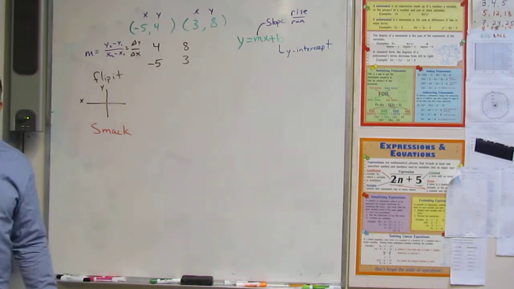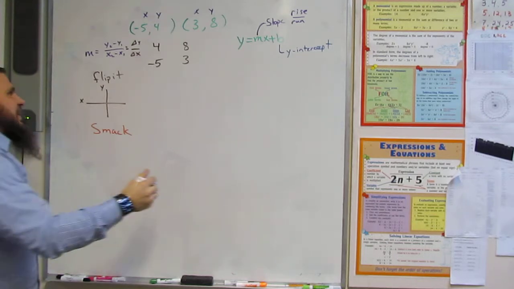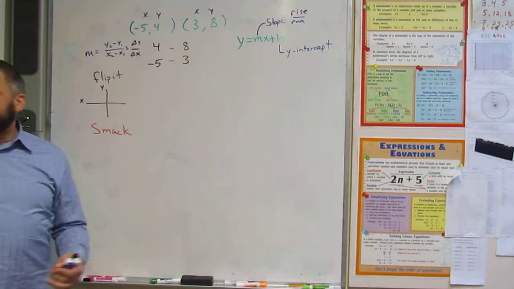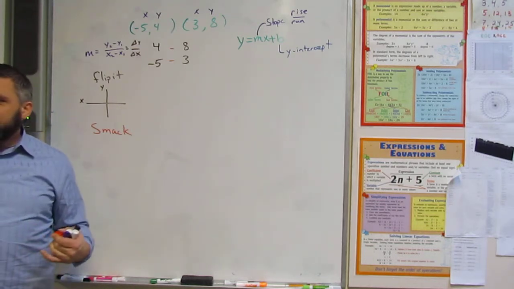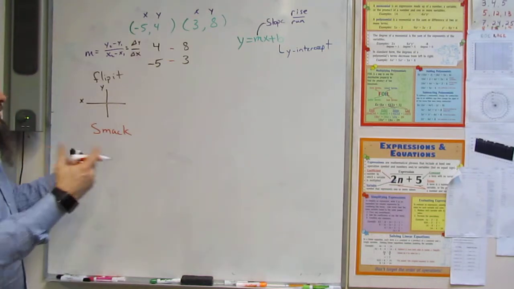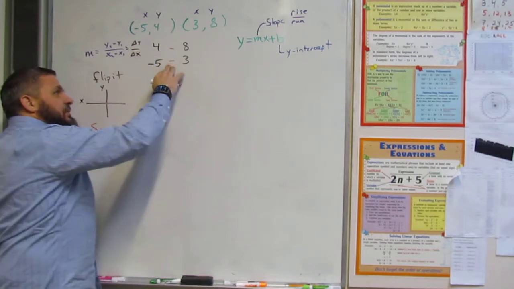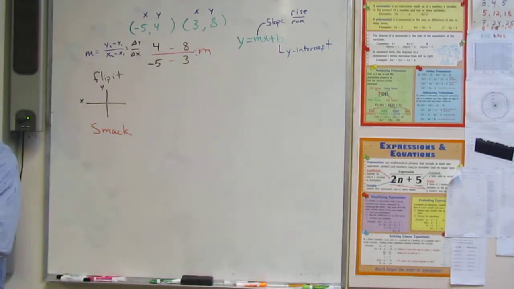I flip it, y on top, x on bottom, y on top, x on bottom, and then I smack it. It's a negative connotation, right? Smacking somebody is kind of negative. So that's why I call it flip it and smack it. You smack up top, you smack down below, and we're good to go. Okay? That's your slope. That's all it is.